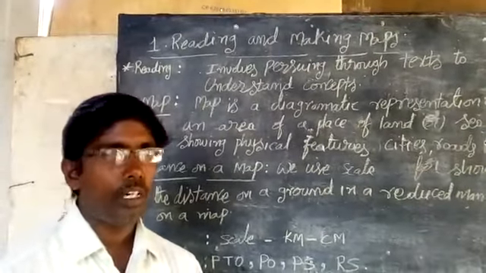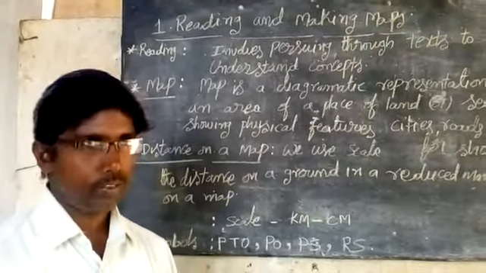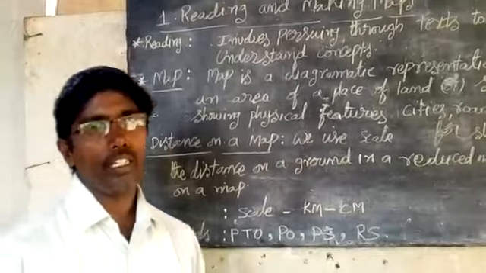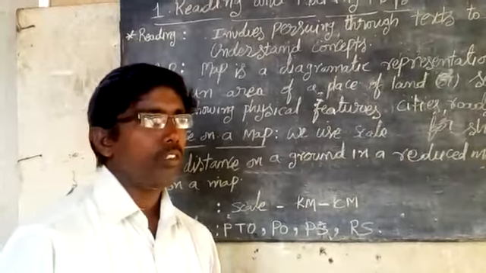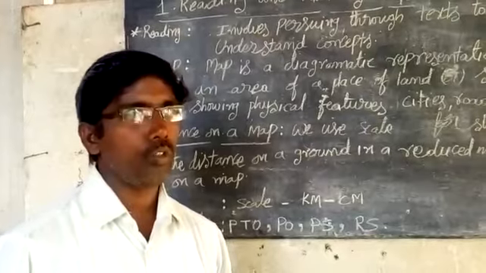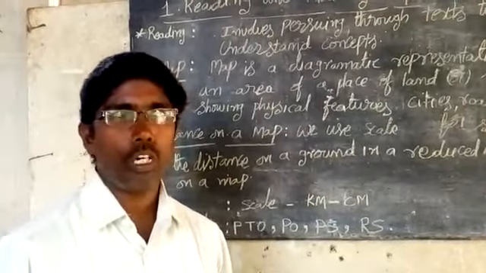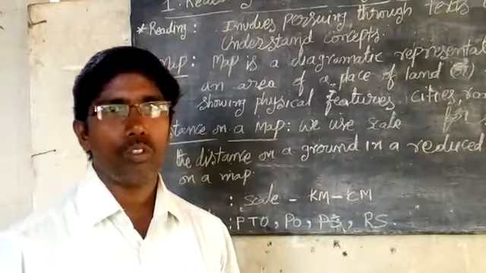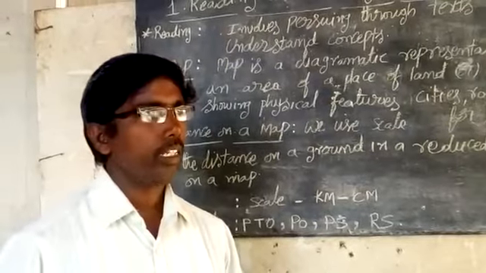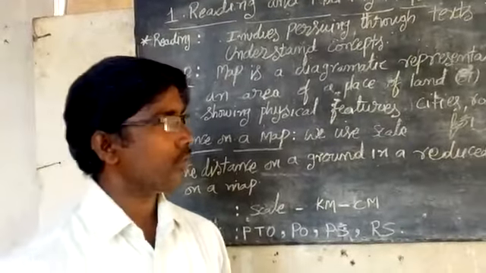Directions. How can you identify the directions in a new place? Already you studied in earlier classes. When you are facing towards the east, your right side shows south, your left side shows north, and the back of you shows west. Like this, you can identify the directions in a new place.